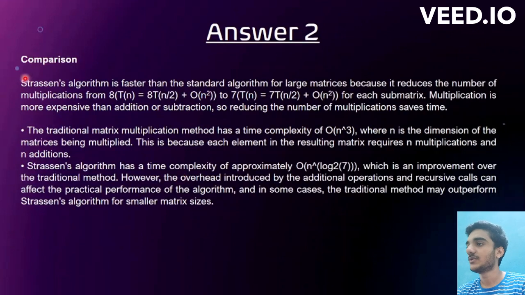And in the comparison between the two, Strassen's algorithm is faster than the standard algorithm for large matrices because it reduces the number of matrix multiplications from 8 to 7 for each sub-matrix. Multiplication is more expensive than addition or subtraction, so reducing the number of multiplications saves time.